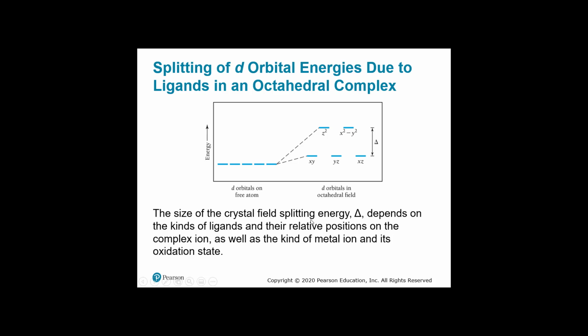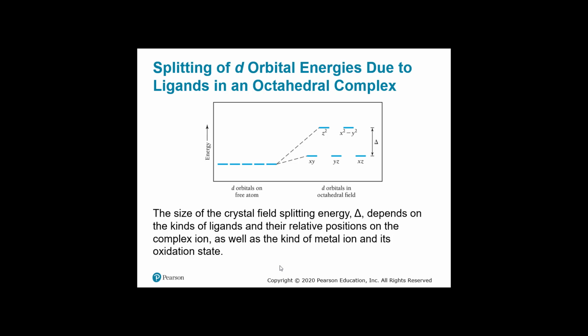The size of the crystal field splitting, which is delta, depends on the kinds of ligands. I'll be honest, I'm thinking this is delta. It doesn't say anywhere what the actual name is, so crystal field splitting energy is what we're going to call it. It depends on the kinds of ligands and their relative positions on the complex ion, as well as the metal ion and oxidation state. So there's a lot of things.